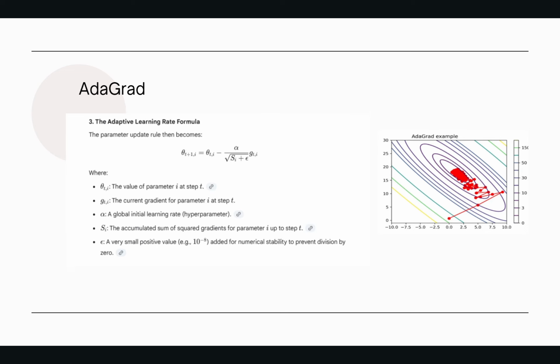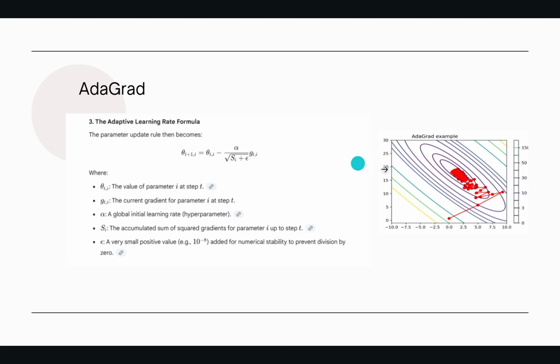So what is the adaptive learning rate formula? It is basically, as we have mentioned earlier, alpha divided by the square root of the accumulated sum of gradients. Now this small epsilon is here to make sure that we do not divide by 0.